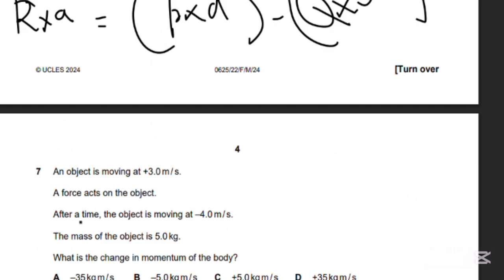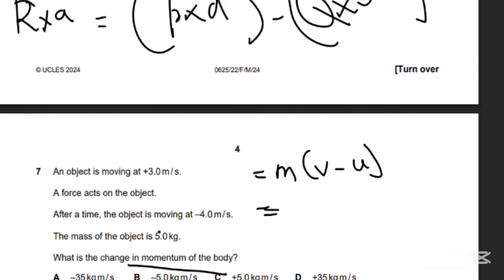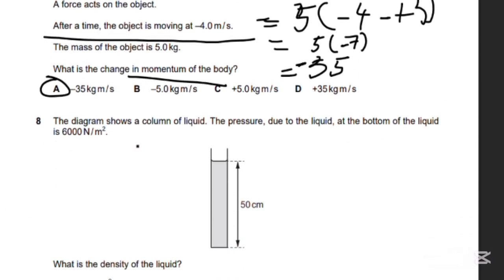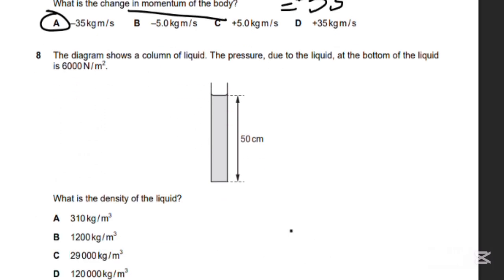Okay, an object is moving at positive 3 meter per second. A force acts on the object. After time, the object is moving at minus 4 meter per second. The mass of the object is 5 kg. What is the change in momentum? So we know change in momentum is equal to mass times v minus u, where v is the final velocity. Final velocity is this as they're given, so it'll be 5 times minus 4 minus plus 3, which is just 5 times minus 7, and that's 35. So it'll be minus 35 because momentum is a vector quantity, so it has a direction and it will be negative.